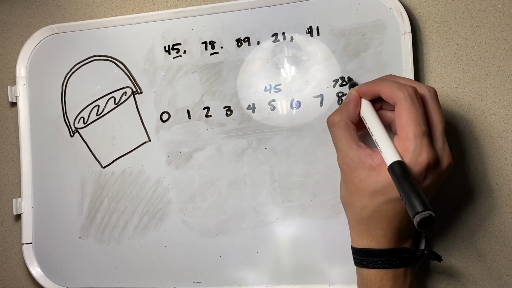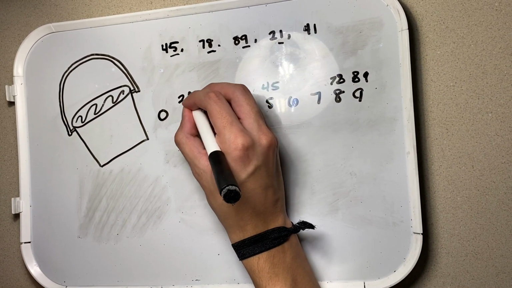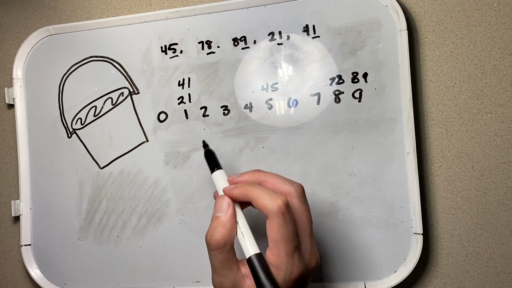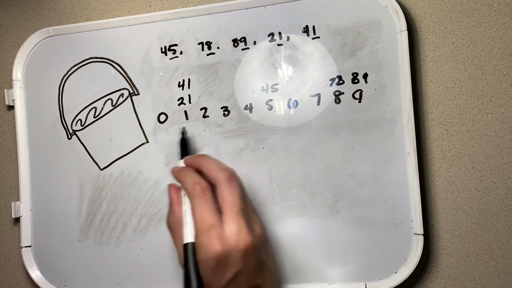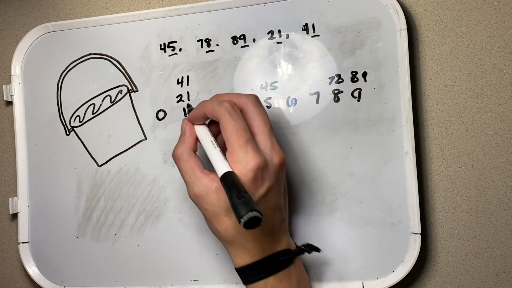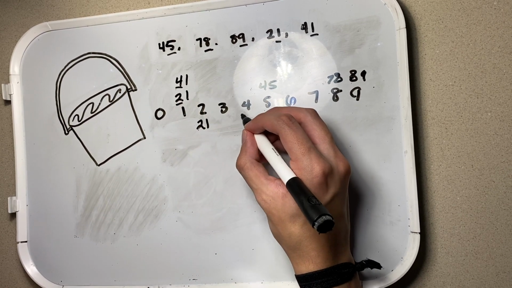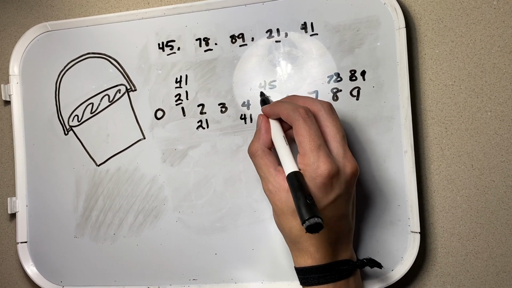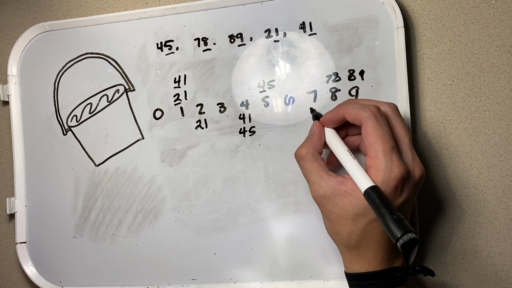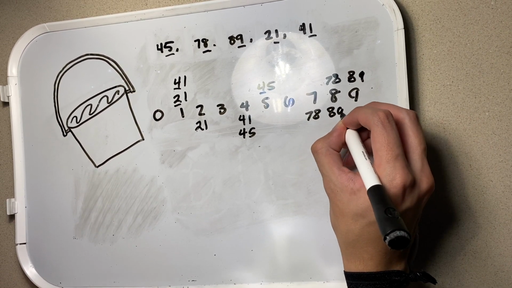78 will be in 8, 89 will be in 9, 21 in 1, and 41 in 1. So now we move on to the next place. So it'll now sort through these instead of the original array. So 21 will end up going to 2, 41 will go to 4, 45 will go to 4 after 41, 78 will go to 7, and 89 will go to 8.